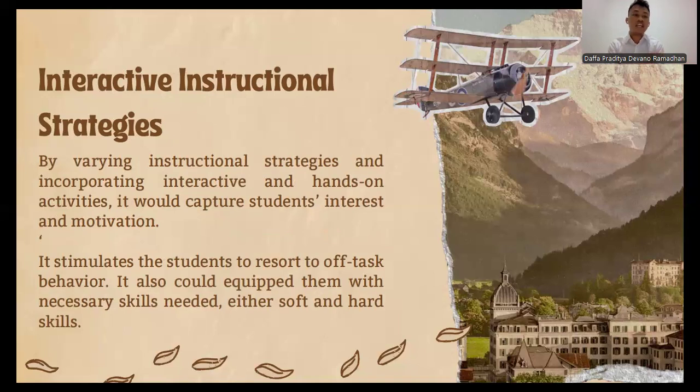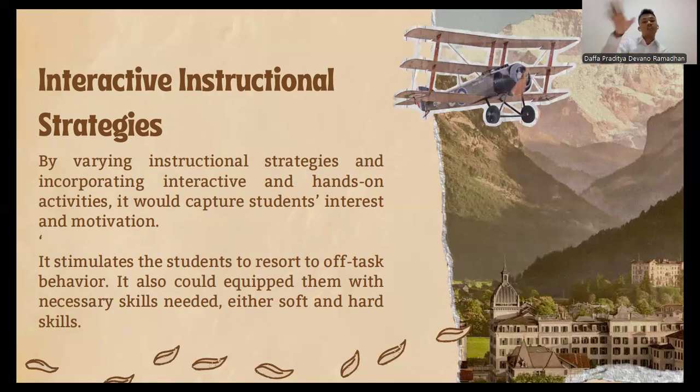Last but not least is interactive instructional strategies. By varying instructional strategies and incorporating interactive and hands-on activities, it would capture students' interest and motivation. It also stimulates the students to resist off-task behavior. It could also equip them with necessary skills, both soft and hard skills.